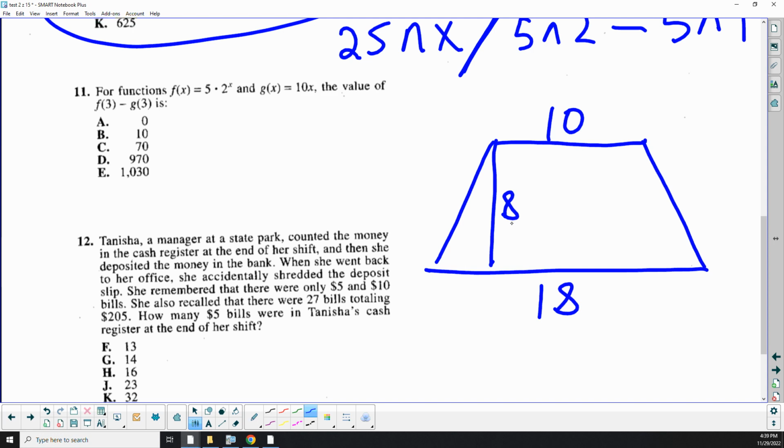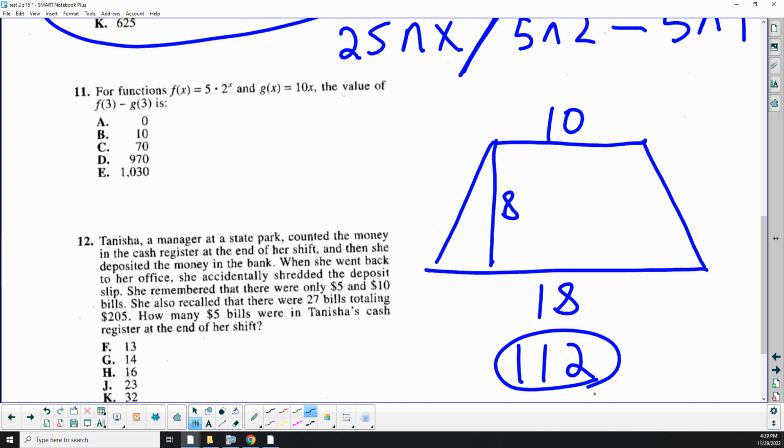Base 1, enter what? They're interchangeable. I would hit 10. Base 2, hit 18. And then the third one, it needs a right angle. Don't you hit 8. Answer? Didn't give you an answer? 112. So 112 is the area of that trapezoid. Y'all got me?